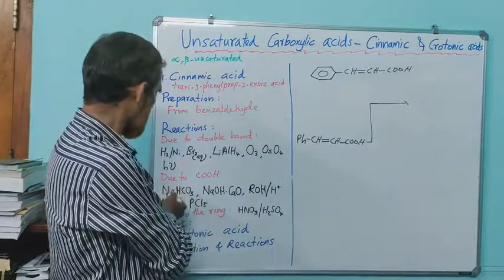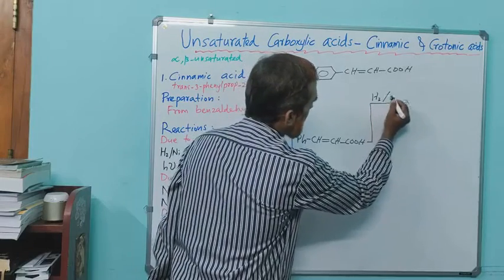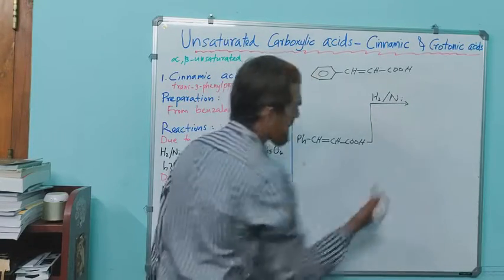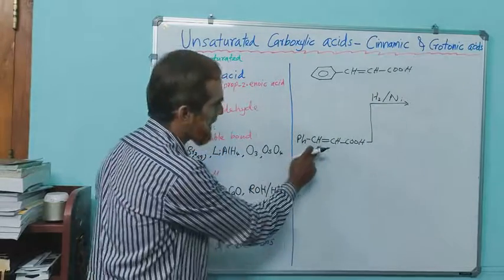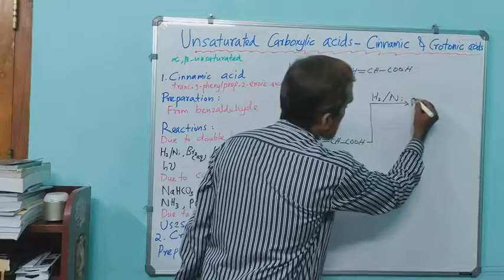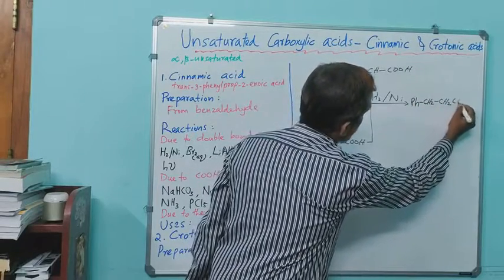First of all, catalytic reduction, addition of hydrogen in the presence of nickel. You know this reaction, what happens? This will add to the double bond, addition reaction, and this becomes saturated, isn't it? The product is CH2-CH2-COOH.